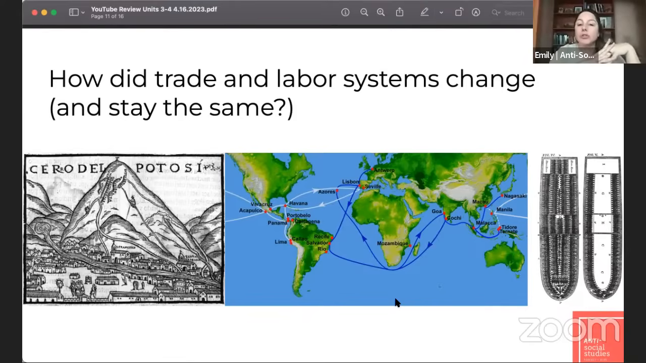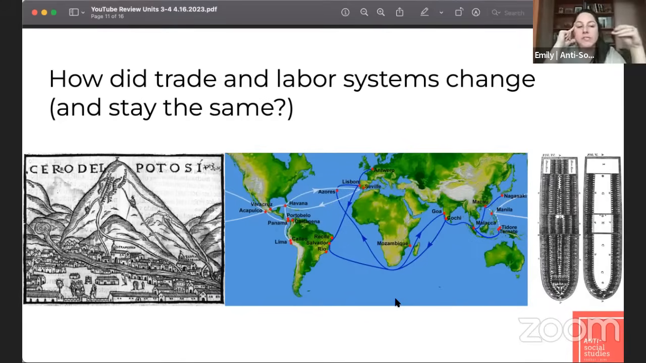So thinking about how did trade and labor systems change? Well, man, they just explode. They get so much bigger, right? Whereas before the Silk Road or the Indian Ocean trade routes were the biggest we could think of, now we literally have direct routes from silver mines in Mexico all the way over to China and then all the way back to Spain. It's literally connecting the entire world together.